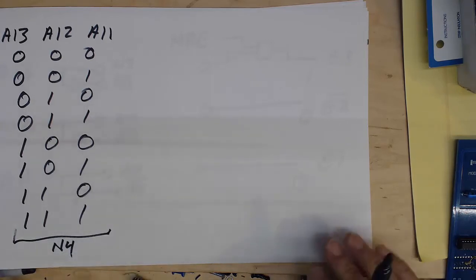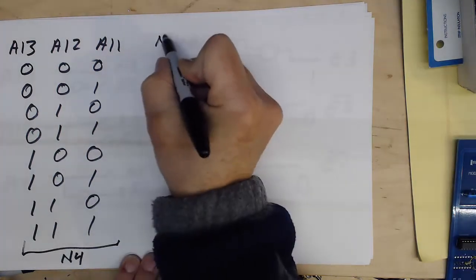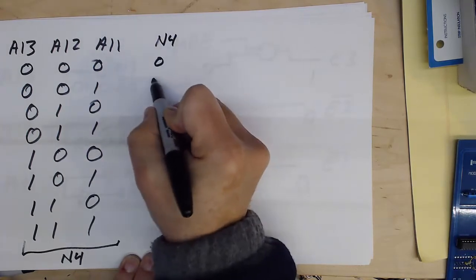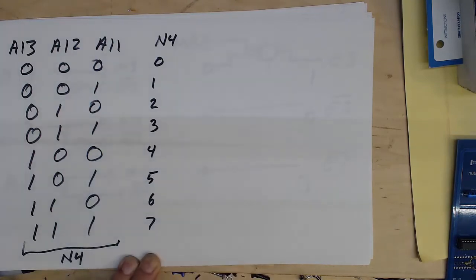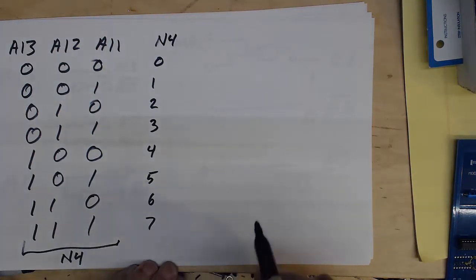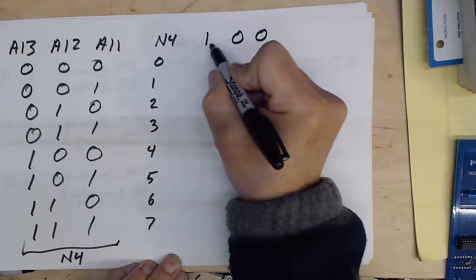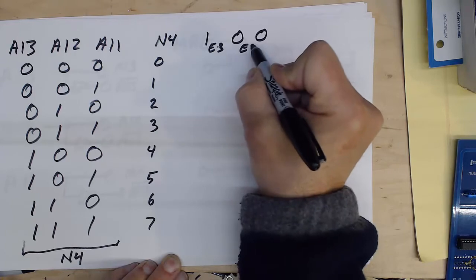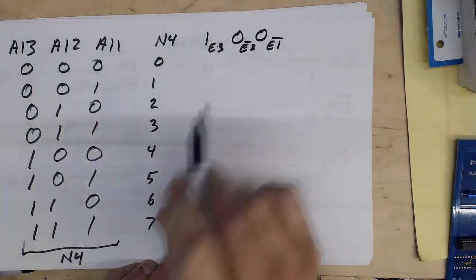And that doesn't always happen. That doesn't have to happen. It's just so that it happens in this one. And it's just really convenient because now N4 alone defines when this whole board is selected. So basically we can say N4 equals 0, 1, 2, 3, 4, 5, 6, 7. The output we're looking for, remember, is a 1, 0, 0. This is on E3, E2 bar, E1 bar. That's what we have to have in order to enable that.